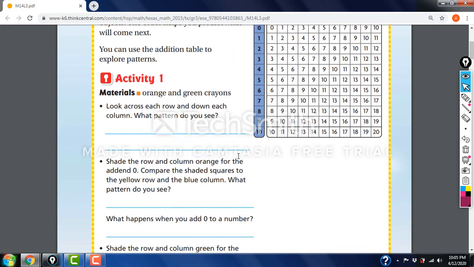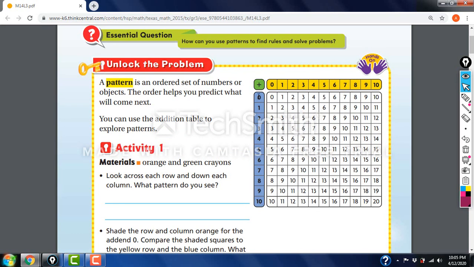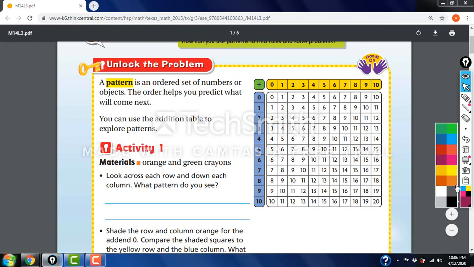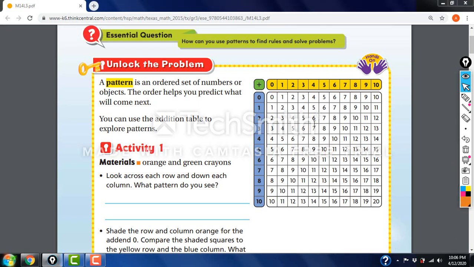So I want you to shade the row and column orange for the addend 0. For the addend 0. Here's the addend 0 right here. So shade the row orange. Orange. And the column of the addend 0.